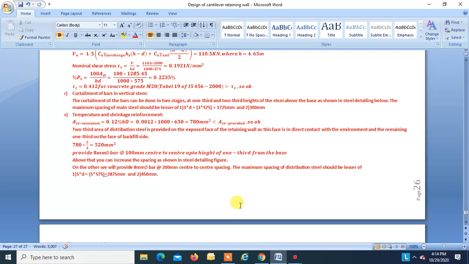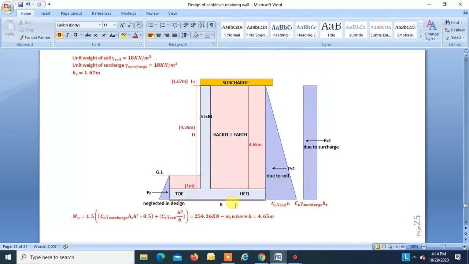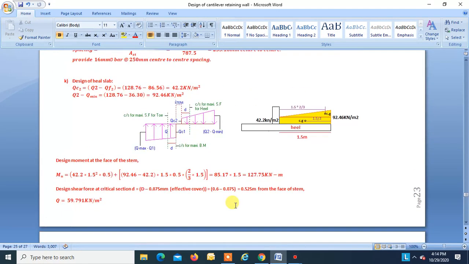Now let us come to the design of heel. Okay, design of heel. So over here the pressure is 42.2 kilonewton per meter square. This is 92.46.